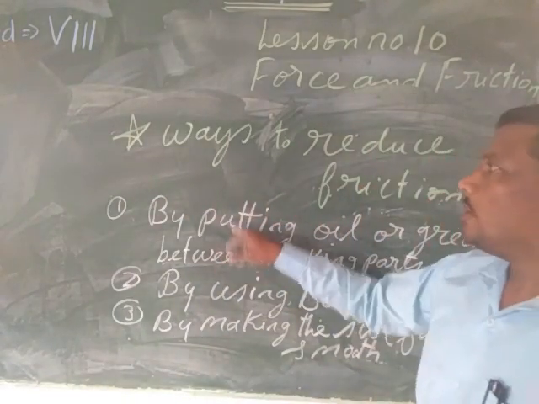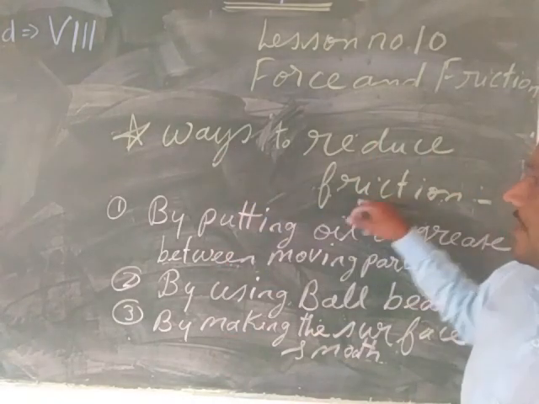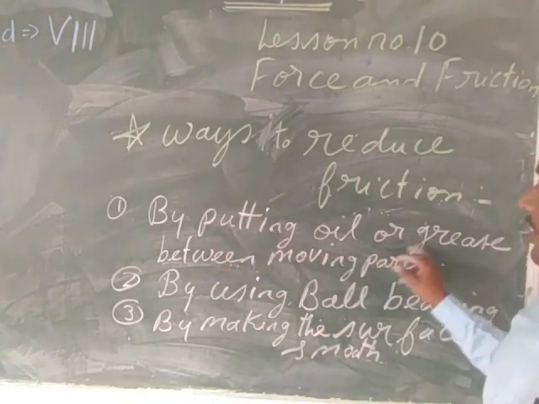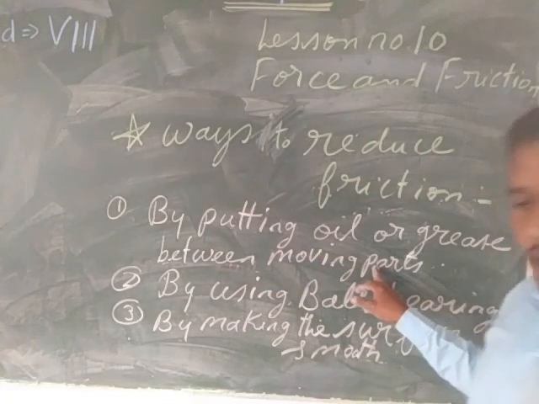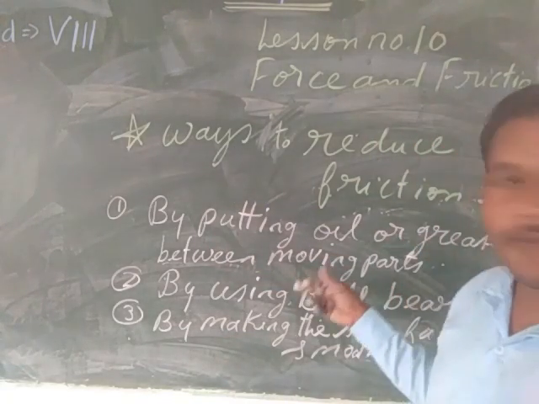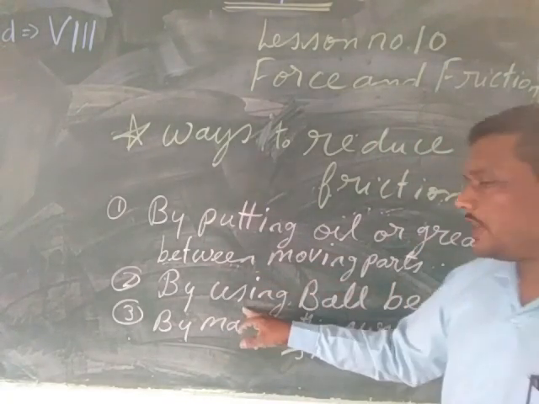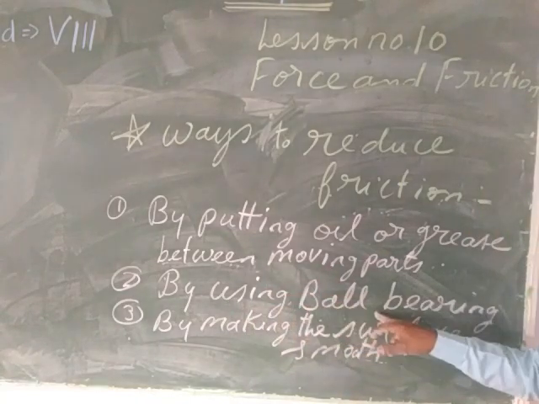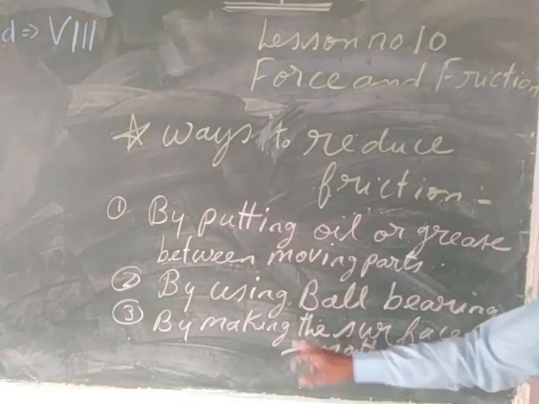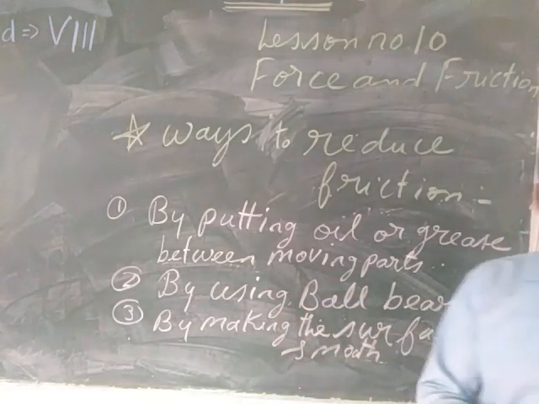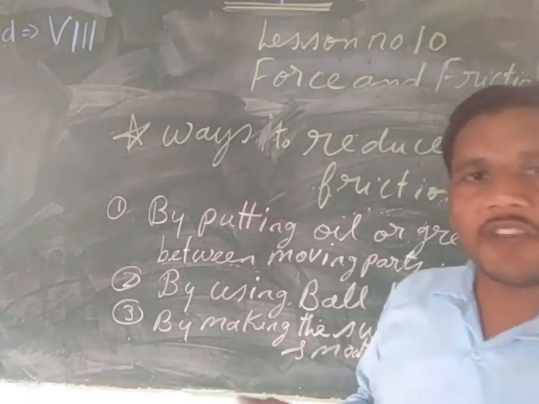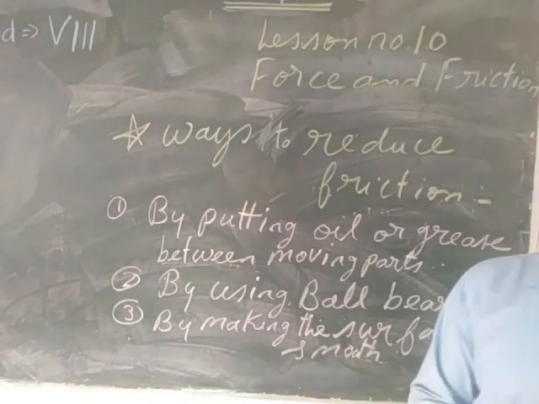So the various ways to reduce friction are: by putting oil or grease between the moving parts, then the friction is reduced; by using ball bearings, then also the friction is reduced; and by making the surface smoother. If we make a rougher surface smoother, then the friction can be reduced.